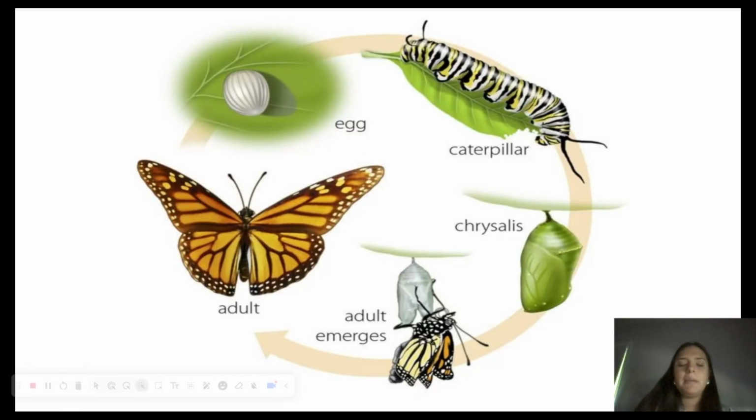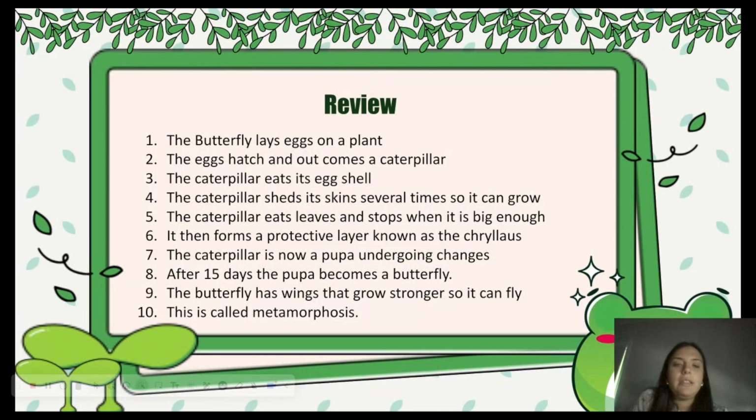And then after it's spent about 15 days in its chrysalis, an adult butterfly emerges, and its wings are all wet, and the butterfly works really hard to pump fluids into its wings. And then we see the adult butterfly form, which is the butterfly that's able to spread its wings and fly super far, just like we learned about in previous lessons.